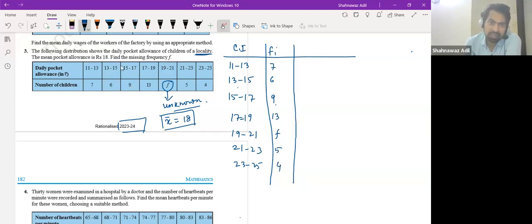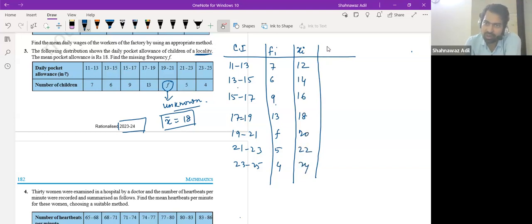So then we have to calculate class marks, right? And these are small numbers, so we can use the direct method. We cannot use the assumed mean method because we already know the mean, so how can we assume the mean? So we have to do this by the direct method. So xi would be 12, 14, 16, 18, 20, 22, 24.